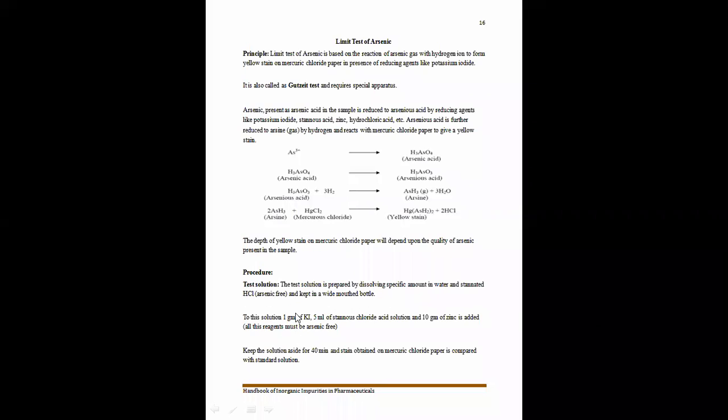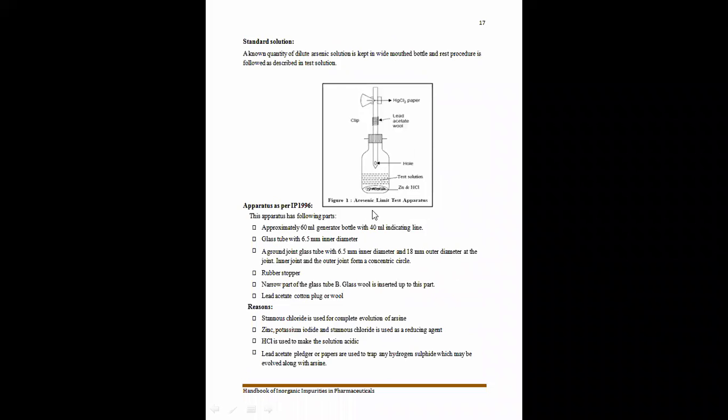To this solution we are going to add 1 gram of potassium iodide, 5 ml of stannous chloride acid solution, and 10 gram of zinc. We have already discussed all this material, which we are going to fill in this apparatus. Here we are going to use one apparatus for the test solution and another apparatus for the standard solution. Both solutions' mercurous chloride papers we are going to compare with each other.